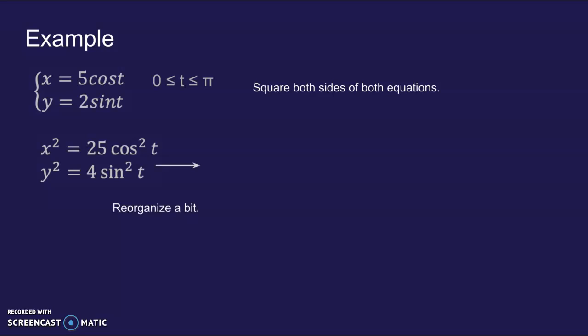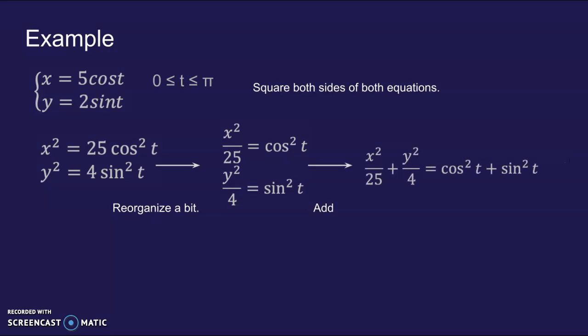First, I need to do a little reorganizing, and then I'm going to add the two equations. And there it is, cosine squared of t plus sine squared of t. Of course, I know that's the Pythagorean identity. And I've got what looks like an ellipse. So I've got to check for restrictions.